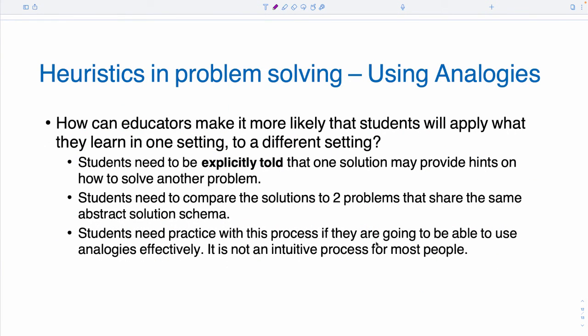So how can educators make it more likely that students will apply what they learn in one setting to a different setting? I mean, isn't that, after all, the whole purpose of education, that the information you learn, some of the skills you learn, you will be able to apply to a variety of different contexts and settings later on. So one thing that helps is for students to be explicitly told that one solution may provide hints on how to solve another problem. Also, students need to compare the solutions to at least two problems that share the same abstract solution schema before they can transfer that information. And they need practice with this process, so that they're going to be able to use analogies effectively. It's just not an intuitive process for most people.